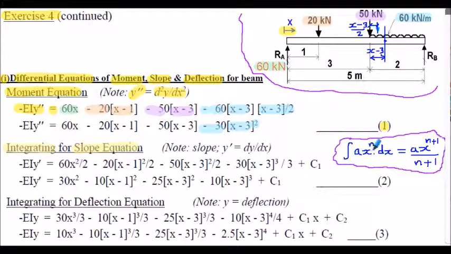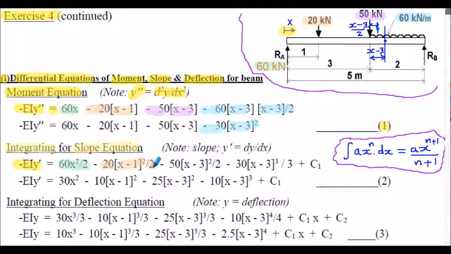Integrating ax to the n with respect to x becomes ax to the n plus 1 over n plus 1, and we will add our constant of integration appropriately. So, on the left-hand side, integrating the negative EI y double dash, or negative EI d2y by dx squared, that becomes negative EI y dash, or negative EI dy by dx. And then integrating the 60x, that becomes 60x squared upon 2. Integrating the 20x minus 1, that becomes 20 multiplied by x minus 1 squared upon 2.